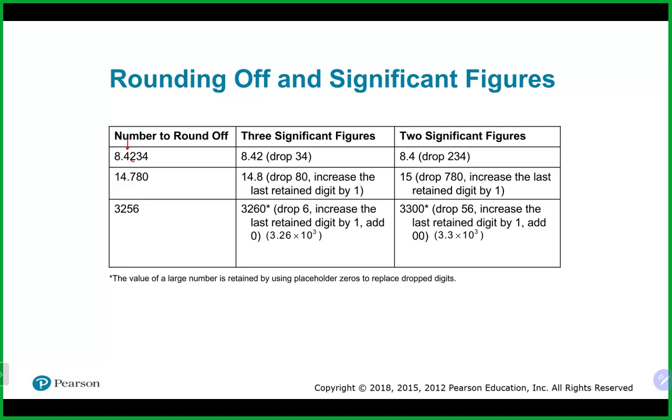It doesn't change the meaning of the number or anything like that. Same thing with the next one there. 3 sig figs would take us to the 7. The next number is an 8, so we would round up, and that would get us 14.8.